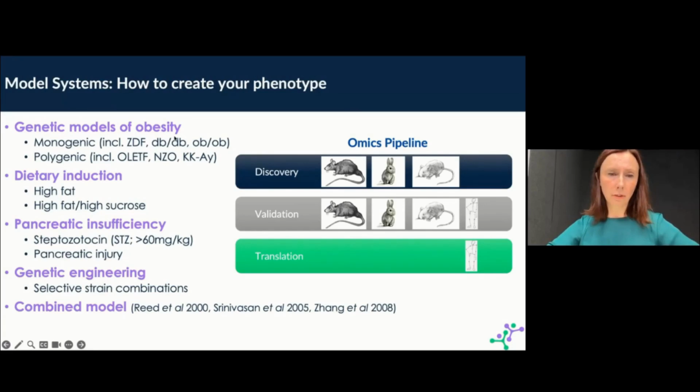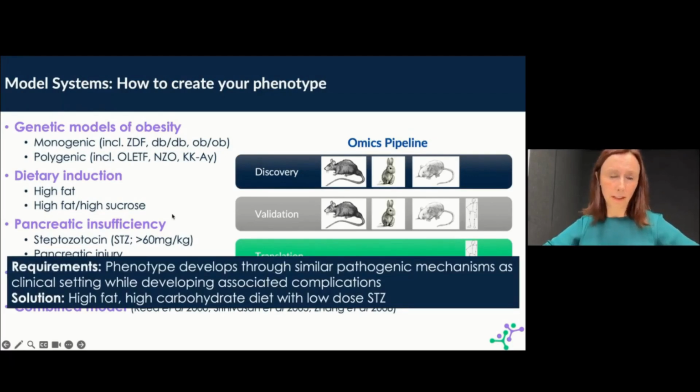But once again, it all has to fit into our discovery, validation, and our translation profile. So considering this, we need to be able to have a phenotype, our overarching phenotype of diabetes, that is going to be developed through a similar mechanism as what we're going to see in our translational studies. Why do our diabetics come in to the clinical cath lab? That's because they're, largely speaking, obese and they have pancreatic insufficiency. So I want to make sure my discovery pipeline reflects that clinical phenotype rather than some sort of genetic manipulation that although it gives me the diabetic phenotype, doesn't actually reflect what my clinical cohort is going to present with.